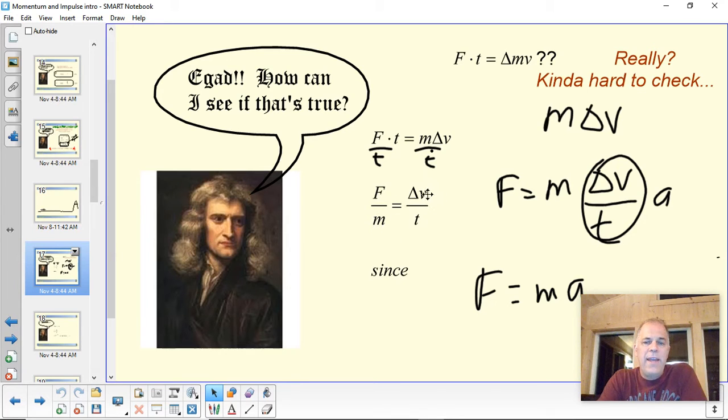And you may recognize a change in velocity over a period of time. That is acceleration. That's the definition of acceleration. So that means that this side of the equation turns into A, and you could rearrange it and you get the second law, F equals ma. So the second law is actually derived from the impulse equation, and the impulse equation is more fundamental. So go figure.